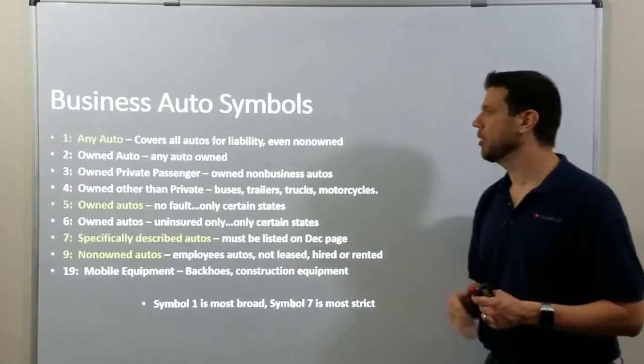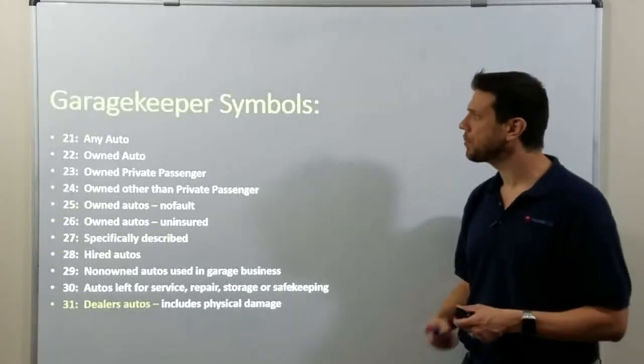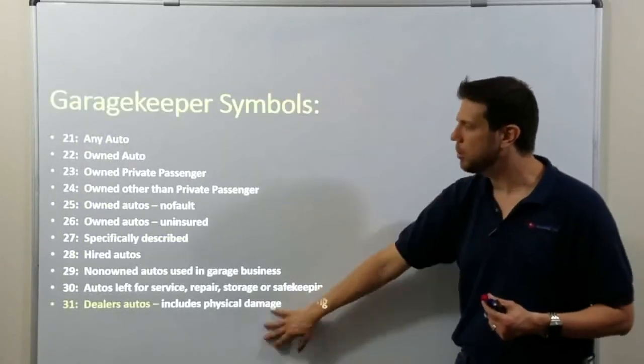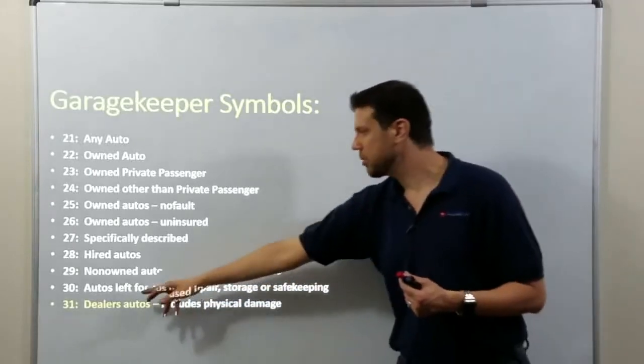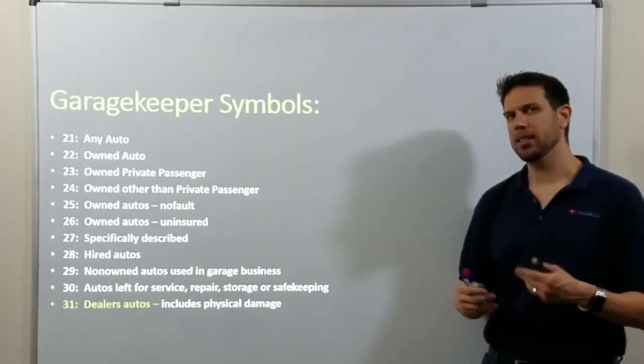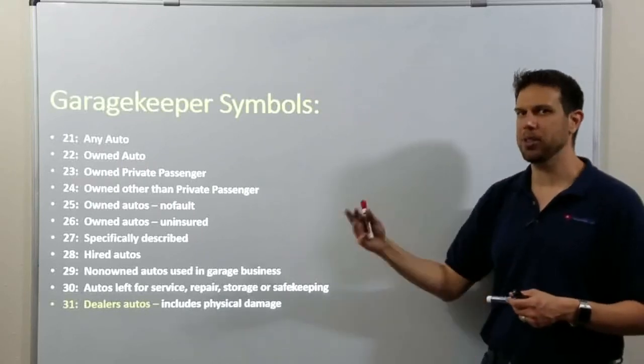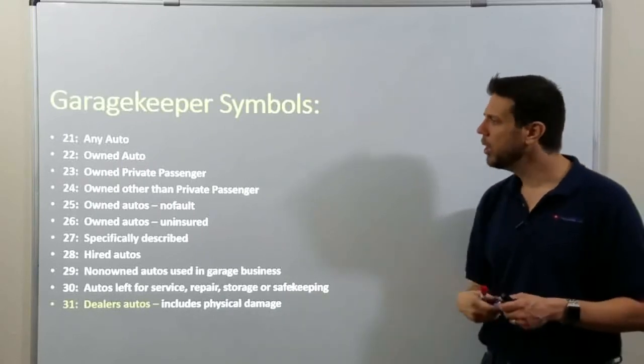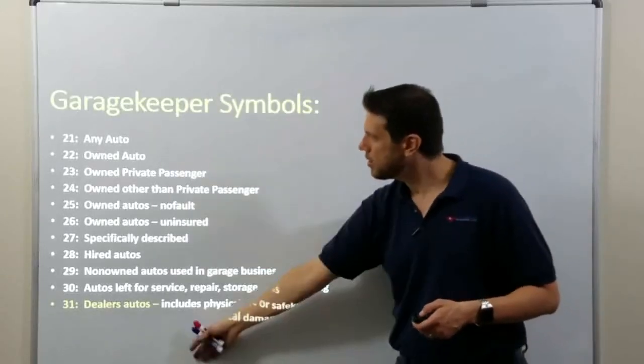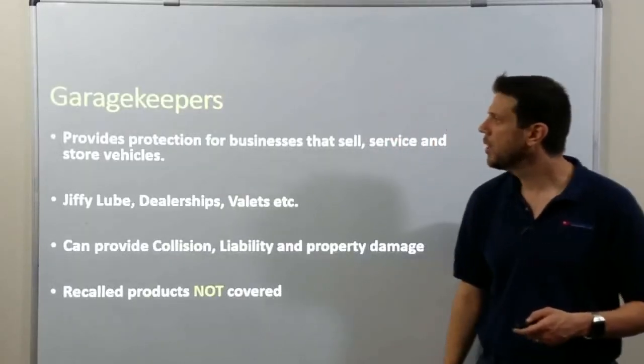Mobile equipment falls under symbol 19. Garage keepers have their own symbols. So like dealerships are symbol 31. That allows the dealer to have dealer tags. They can have 2 dealer tags. Then they have to add more onto it. But symbols, not important on the test.